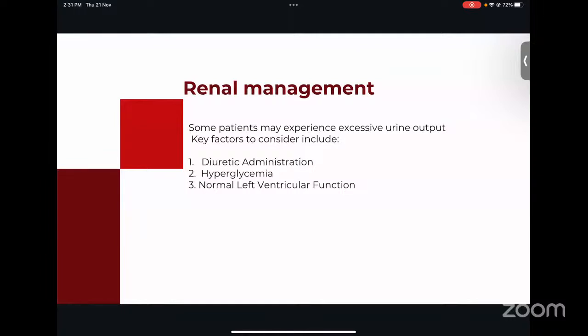Sometimes patients may experience excessive urine output. We should consider diuretic administration, hyperglycemia, and normal ventricular function.